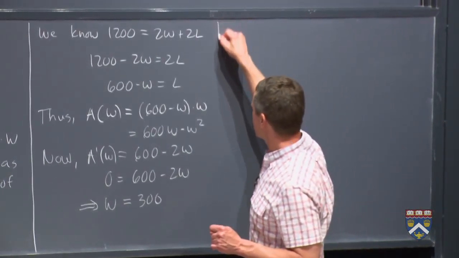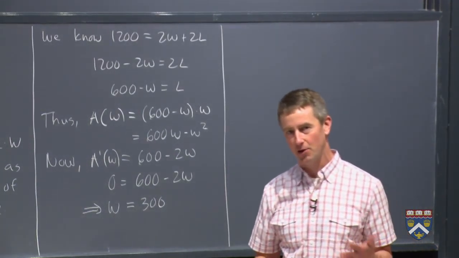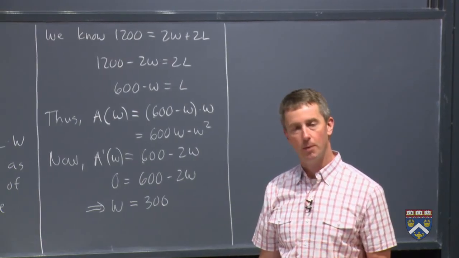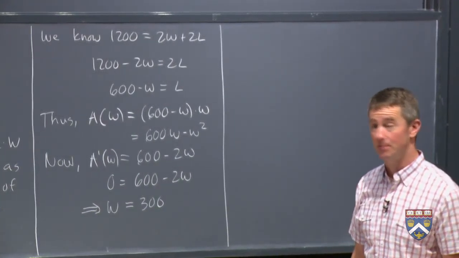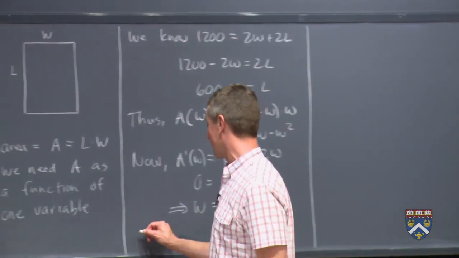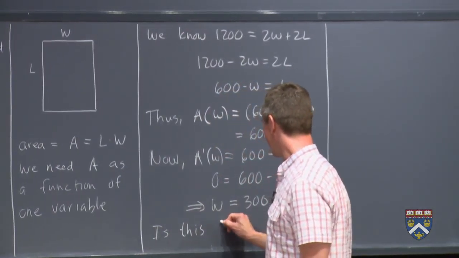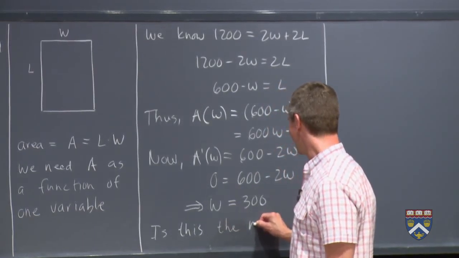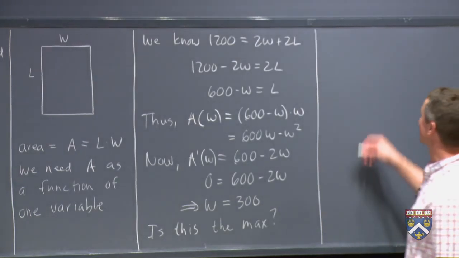Now, we're still not sure, though, right? What are we supposed to do now? After we find the critical point, we're supposed to do one more thing before we just say this is the answer. We're supposed to check to see if this is the max, right? So is this the max? For all that we know, this could be the min. This could be the way to give the animals the least amount of room. We want to make sure this is the maximum.